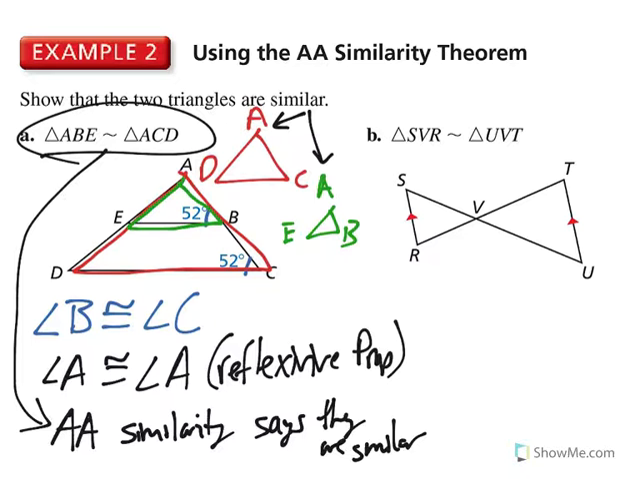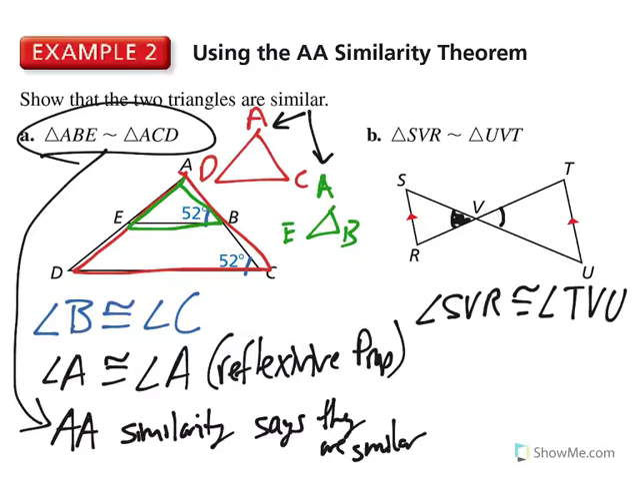In the second one, we have SVR is similar with UVT. Notice in this one it gives us parallel lines. It doesn't give us any angles that are congruent, but it does give us parallel. So the first thing you can notice from this triangle is we have intersecting lines, and remember that angles that come off of intersecting lines are always congruent. So that would mean that we have angle SVR on the left side, that would be this one on this side, would be congruent with angle TVU. So that's the first statement we can make from it.